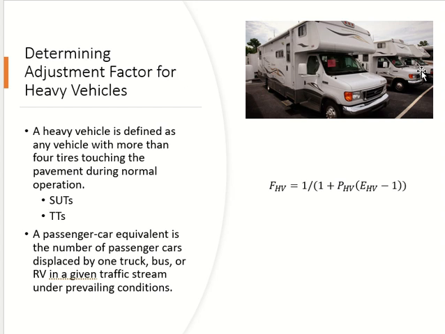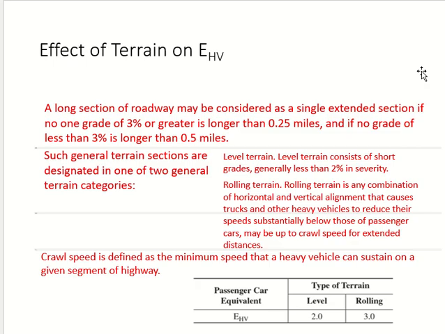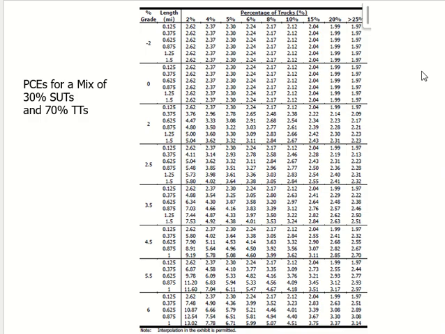Okay, so in all the analysis, we are using the factor for heavy vehicles. And this is the equation of the factor. We need percentage of heavy vehicles and the equivalency factor. The equivalency factor can be taken according to the terrain conditions. So if it is level or rolling, you can take it from here. And if it is gradient type, then you can take it from one of these tables.